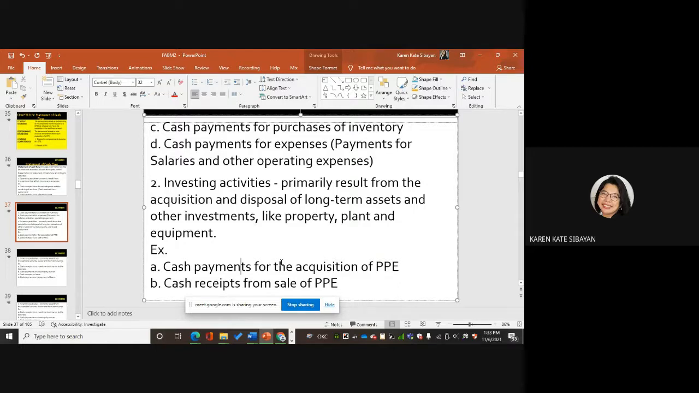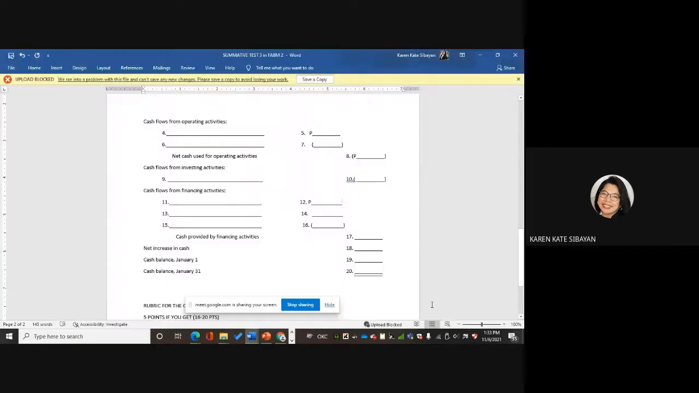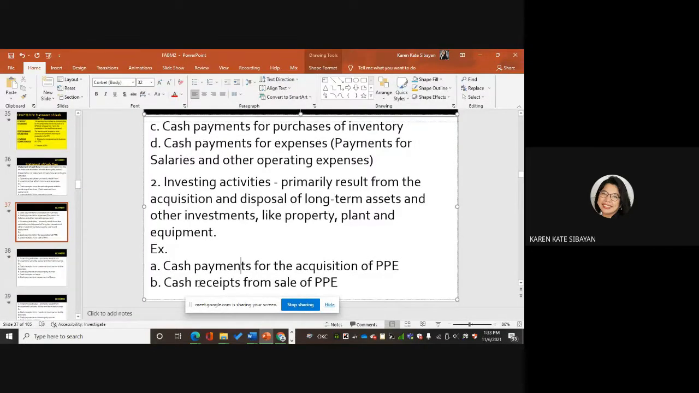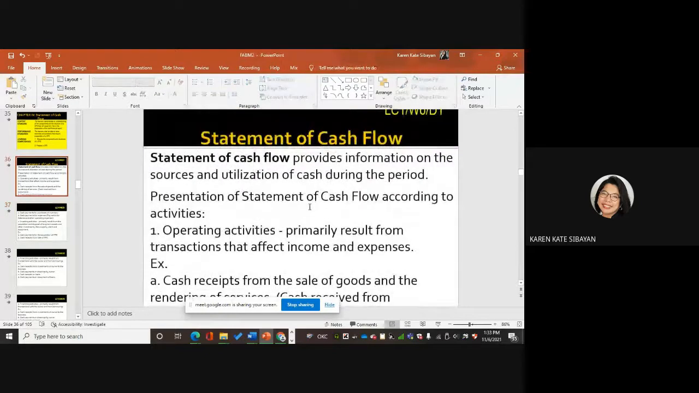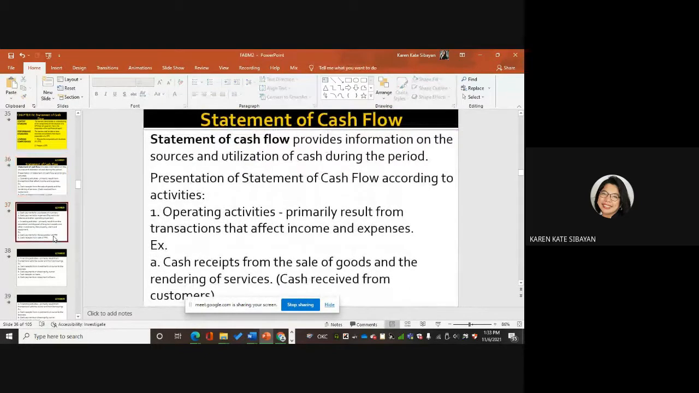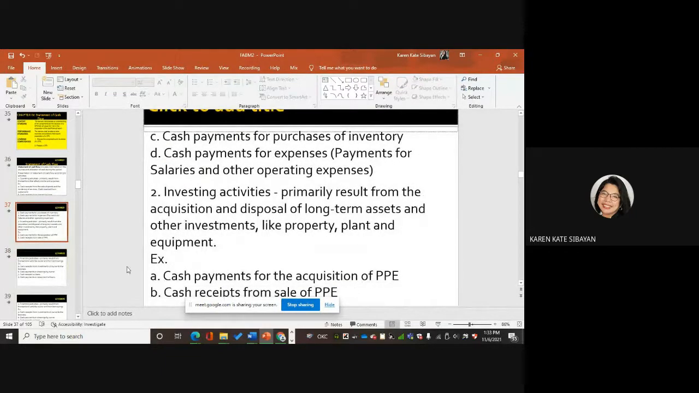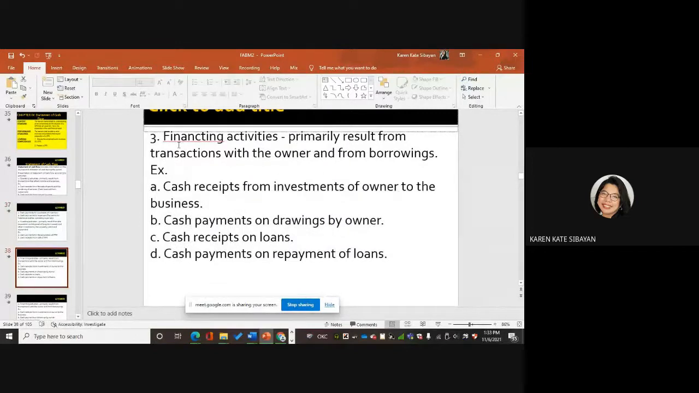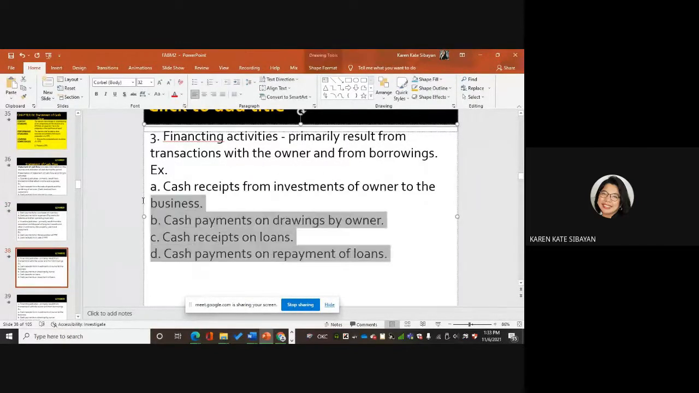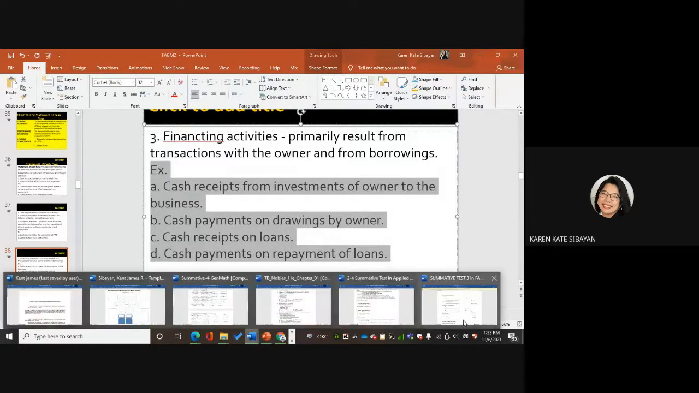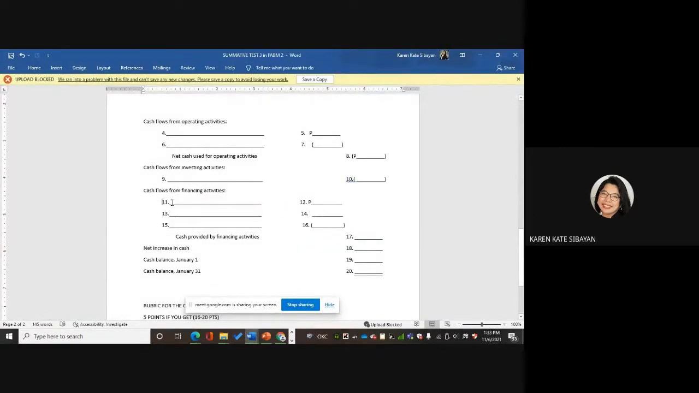Okay? Next. Dito na tayo sa cash flows from financing. So, ano-ano ba mga concern sa cash flow from financing activities? Ito naman, cash receipts. So, ibig sabihin, cash received from kung saan galing. Okay? So, under the financing activities, we have 4. Pero in our quizzes, in your quiz, we only have 3. Ibig sabihin, 3 lang ang concern ninyo.